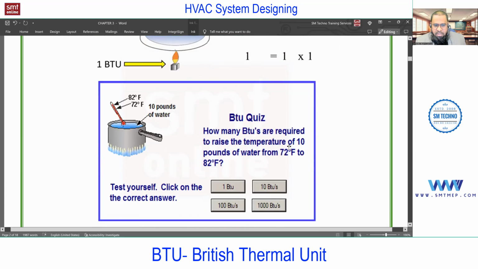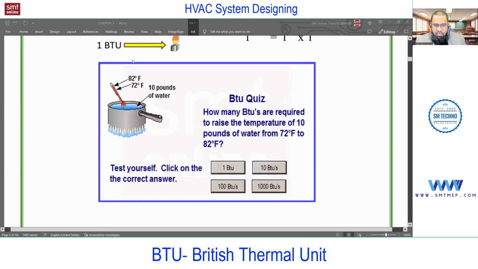Here you see, a simple example. You know that to increase 1 pound of water by 1 degree Fahrenheit, 1 BTU is required. Now in this example, the initial temperature of water is, say, 72 degree Fahrenheit. I'm interested to increase this to 82 degree Fahrenheit. Means how much am I interested to increase? 10 degree Fahrenheit, right? Because the difference between 72 and 82 is 10. And this is for 10 pounds of water.